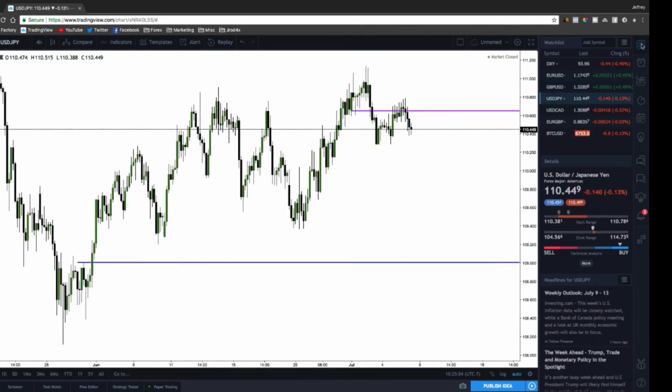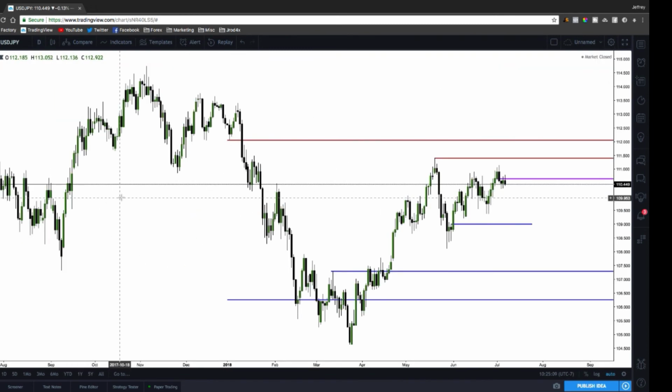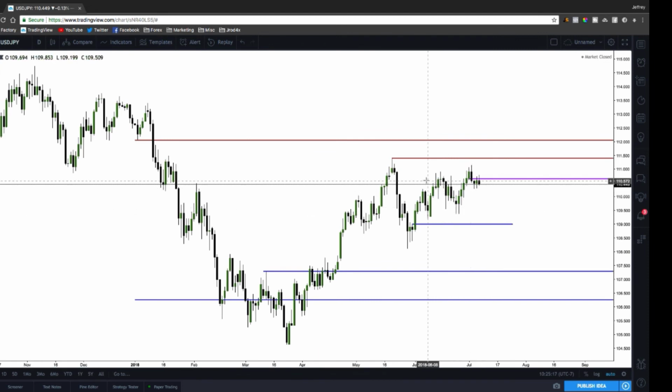So let's see, we can look at dollar yen. To me this is the last pair that we traded last week. We took a little trade on this. We didn't really get anything out of it, but it's just consolidating. It's really just holding this range, so it's just sticking in between this high and this low. It's not really giving us any type of movement out of that.